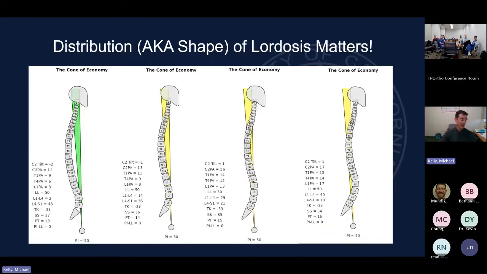The distribution matters, right? So this is the same person 4 times with a PI of 50 and LL of 50, but different distributions. On the right, it's down low, and on the left, it's the upside down spine, right? They got a 4-5 lift that's 5 degrees, then they degenerate caudally, then they get some poorly done ALIF, and now they're flat from L4 to S1, and then they get 2 ACRs, and now they have an upside down lumbar spine, and they are out of alignment despite having an LL number that matches because the shape's off.